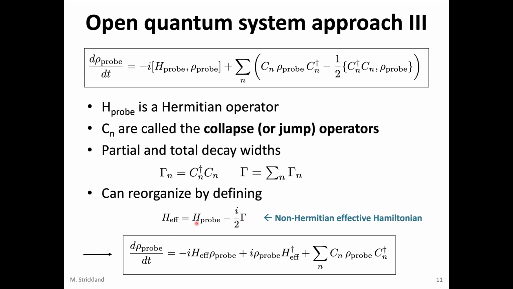If you rewrite the top equation in this way, what you'll find is the following evolution equation for the reduced density matrix. The first part is sort of what you would expect. It's that commutator term, but now with a Hamiltonian that's not necessarily Hermitian. In this case, it's explicitly non-Hermitian. And then there's another term, which is just the probe density matrix itself sandwiched between two jump operators.